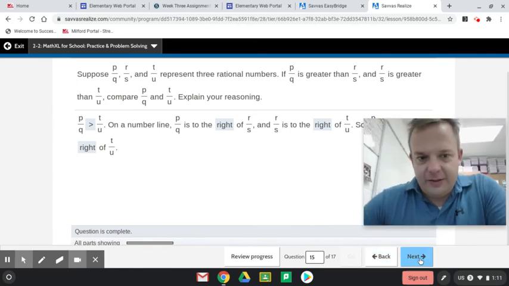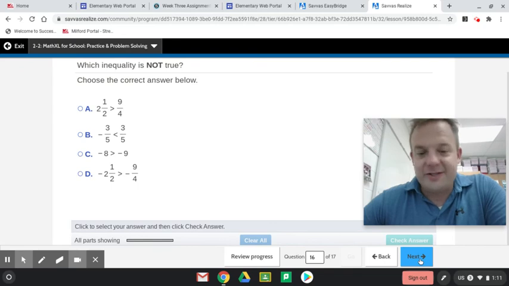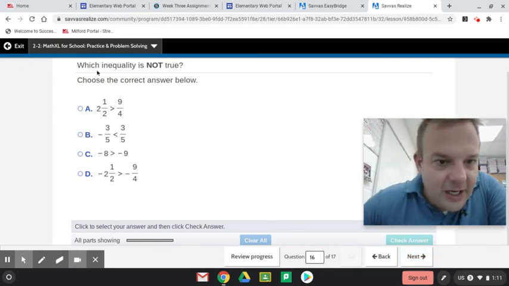Okay. Thank goodness we got that done. I was worried about that spinning wheel, but we got to see a magic trick. Which inequality is not true? Well, this equals 2 1/4, guys. 2 1/4, but 2 1/2 is greater.